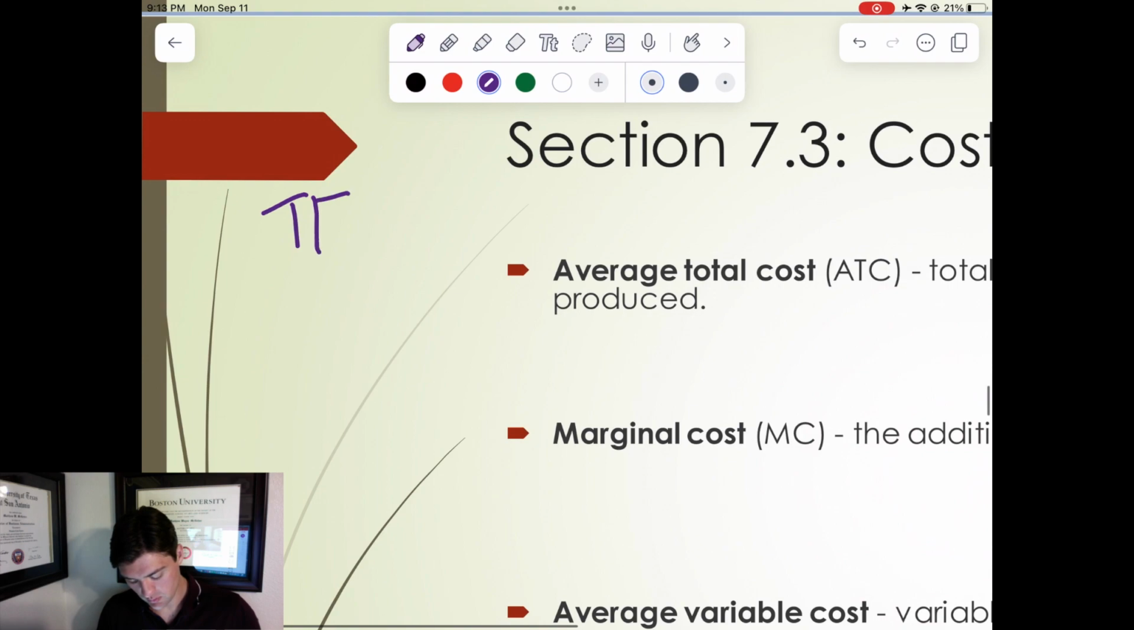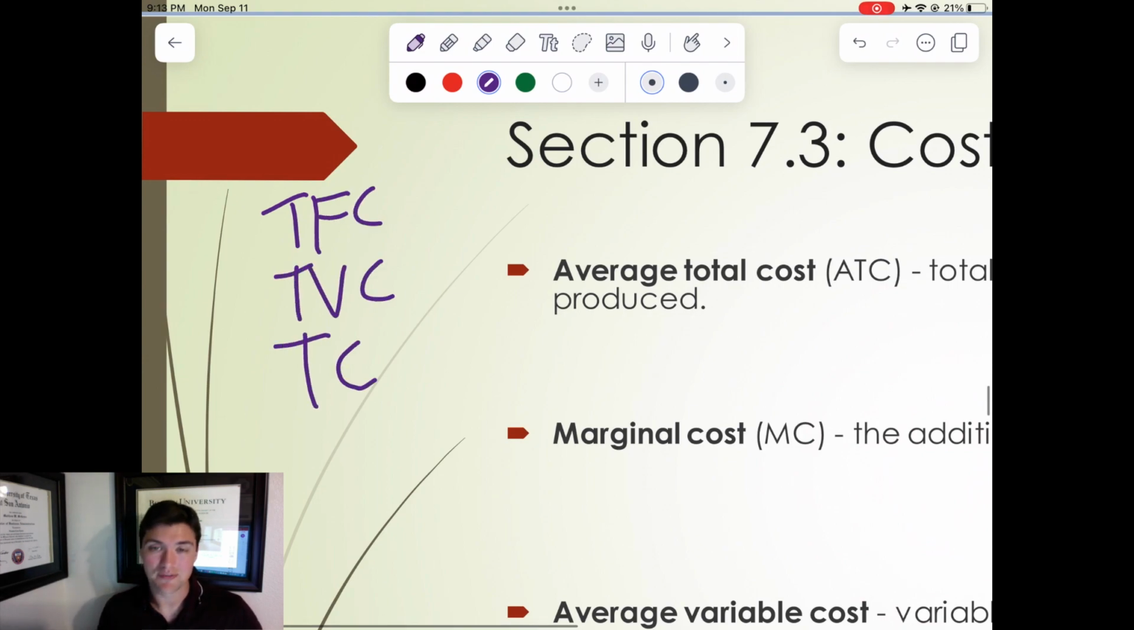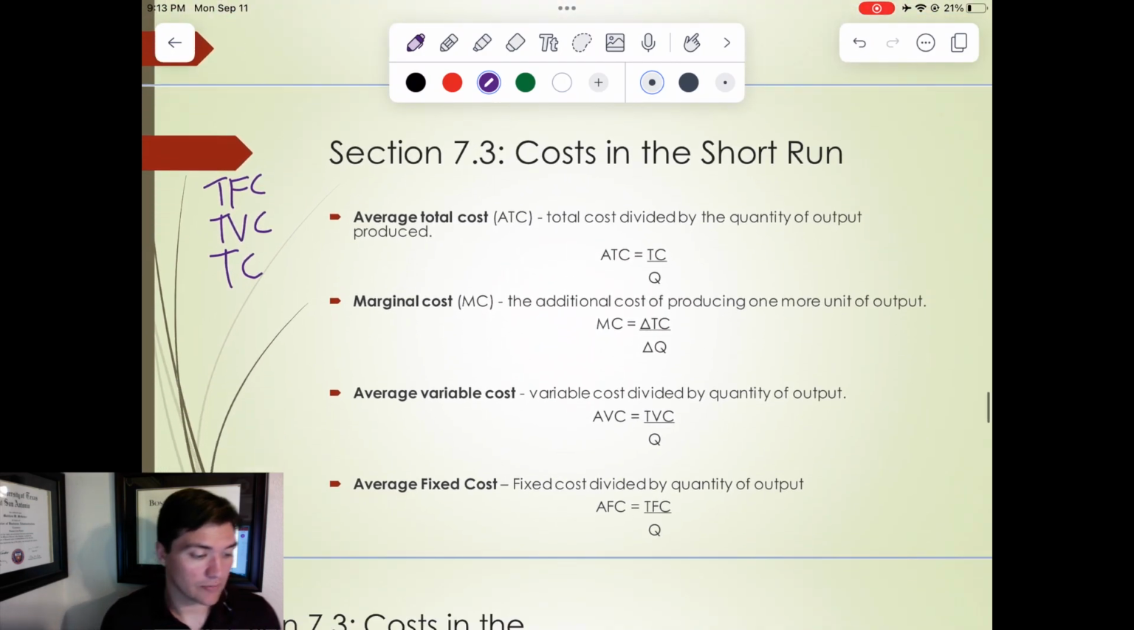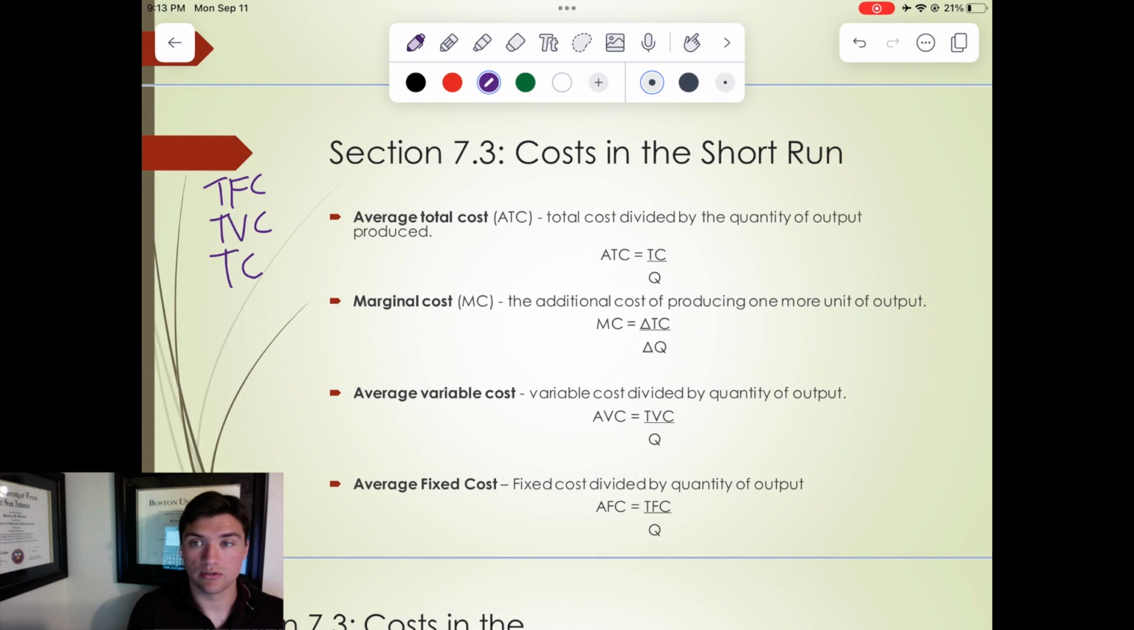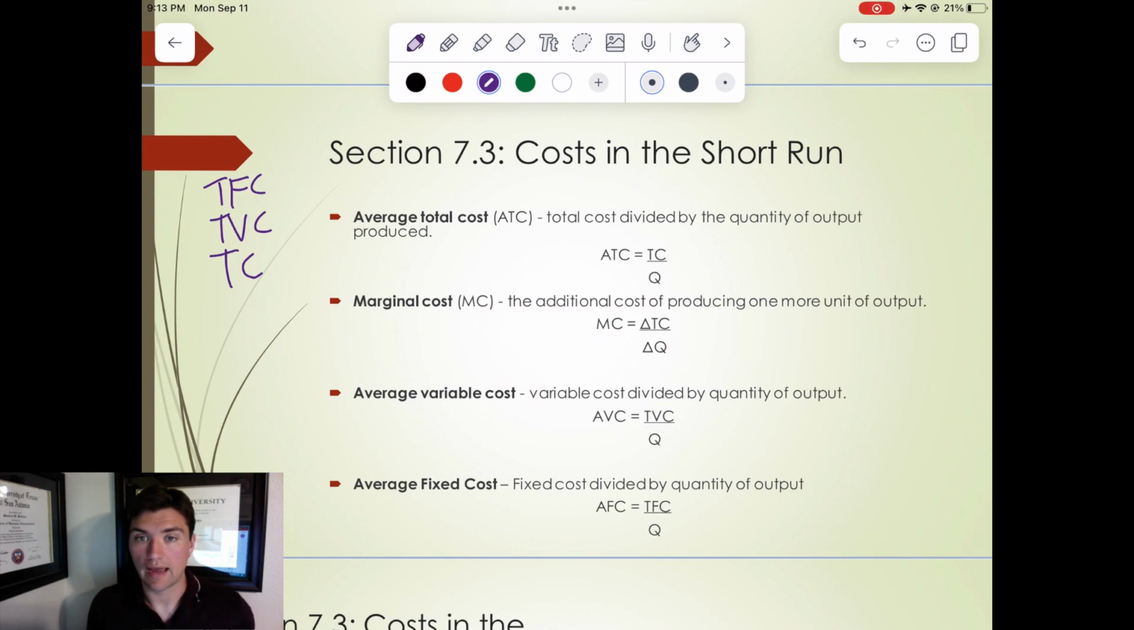We're gonna have total variable cost. We're gonna have total cost. Now, based off of these three, we're gonna figure out the average total cost. This is useful information because sometimes we want to figure out the average cost of making a single t-shirt, considering everything about rent, employees, materials. That's pretty useful information, the average total cost.